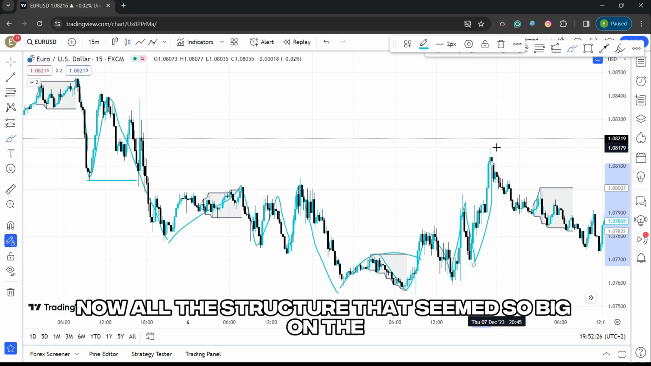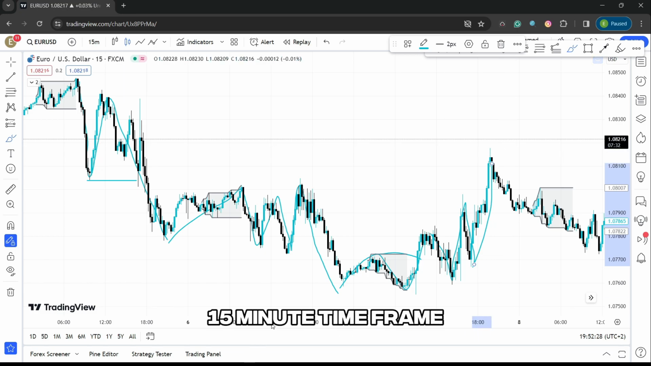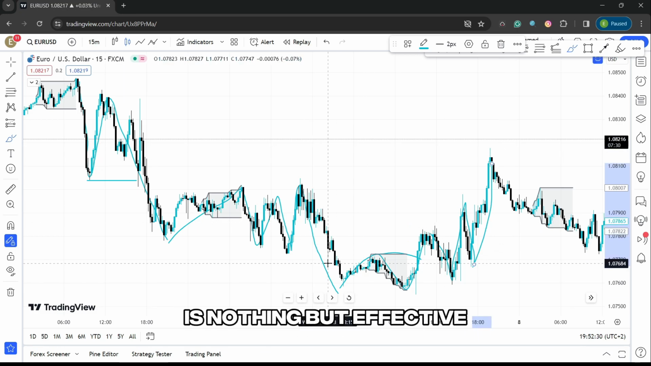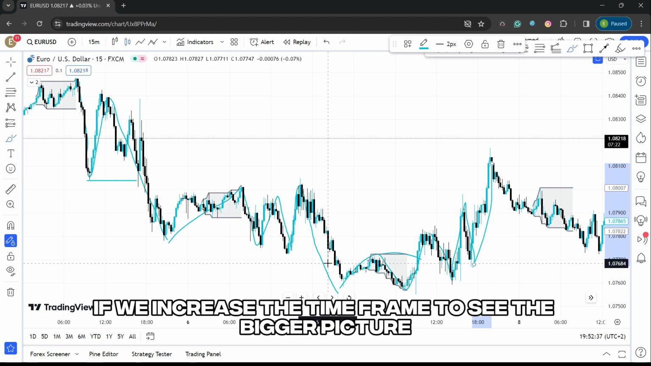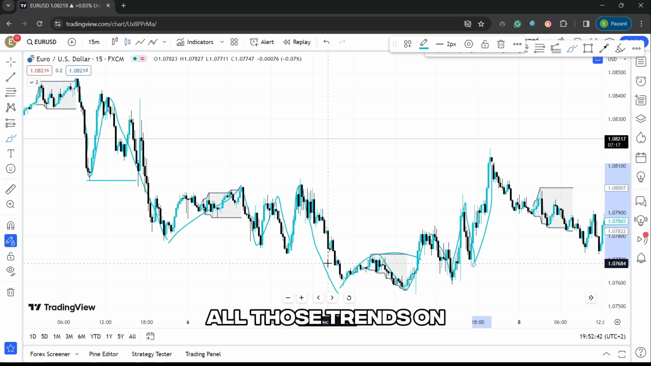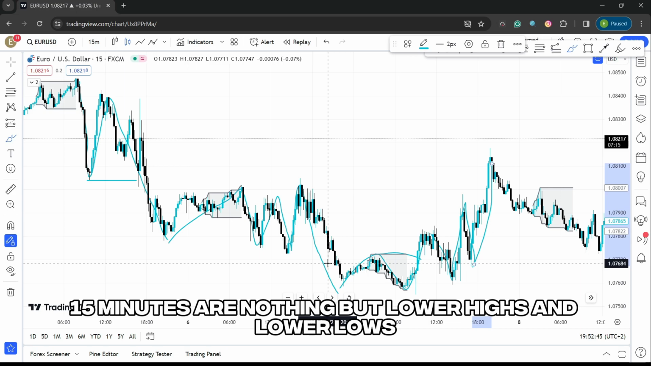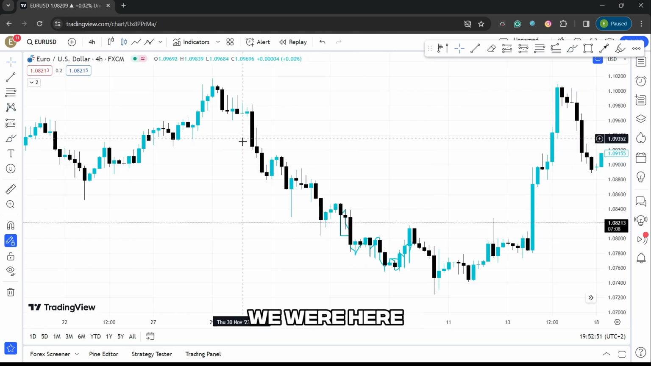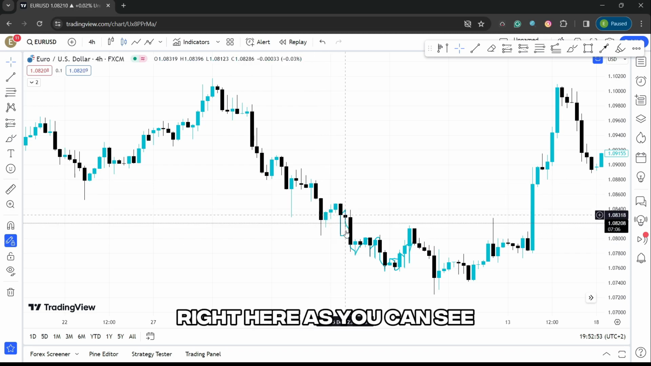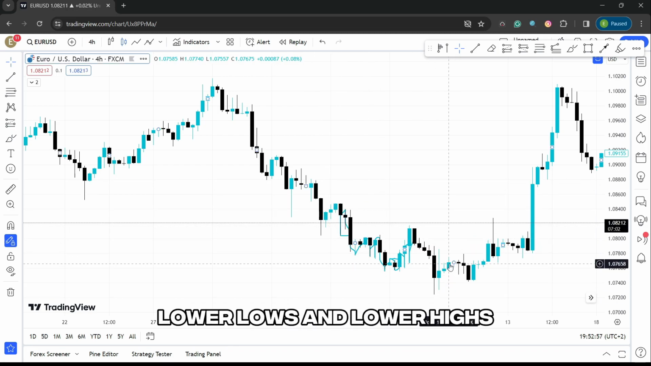Now, all this structure that seemed so big on the 15-minute time frame is nothing but effective price movements on larger time frames. What do I mean? If we increase the time frame to see the bigger picture, all those trends on 15 minutes are nothing but lower highs and lower lows on the 4-hour time frame. And let me show you. We were here, right here. As you can see, lower lows and lower highs.